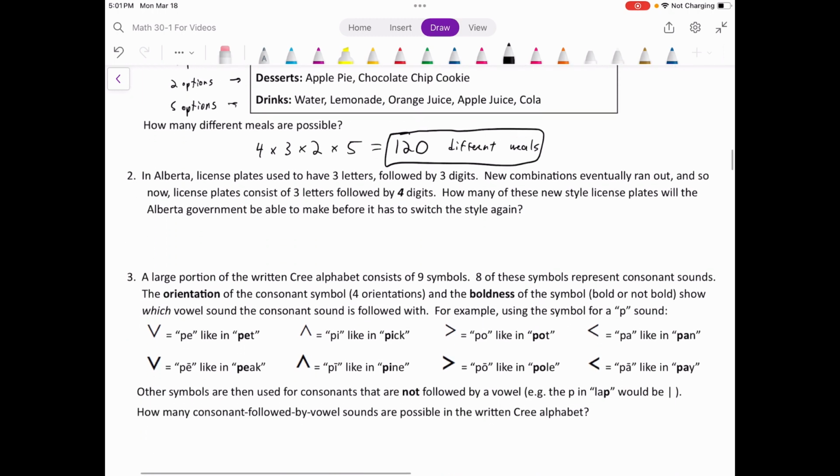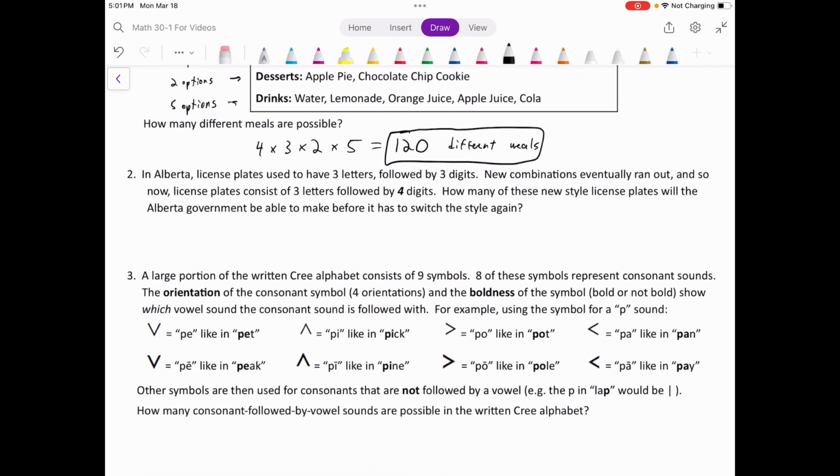Okay, let's try this one out. In Alberta, license plates used to have 3 letters followed by 3 digits. New combinations eventually ran out, and so now license plates must consist of 3 letters followed by 4 digits. How many of these new style license plates will the Alberta government be able to make before it has to switch the style again?